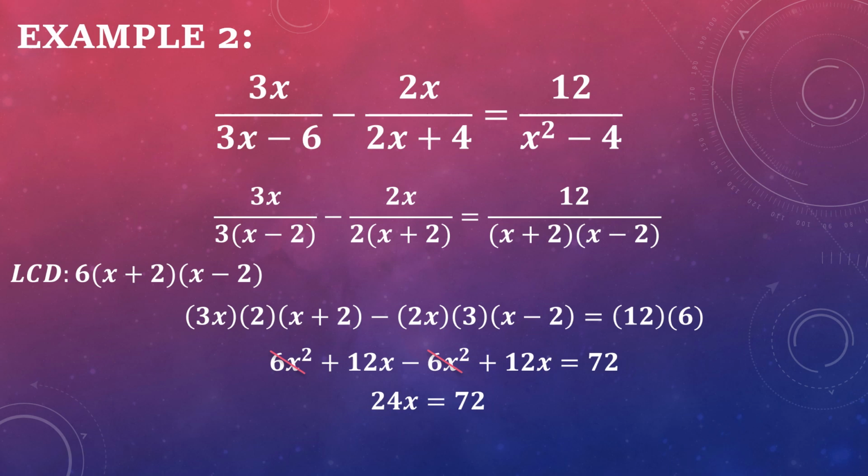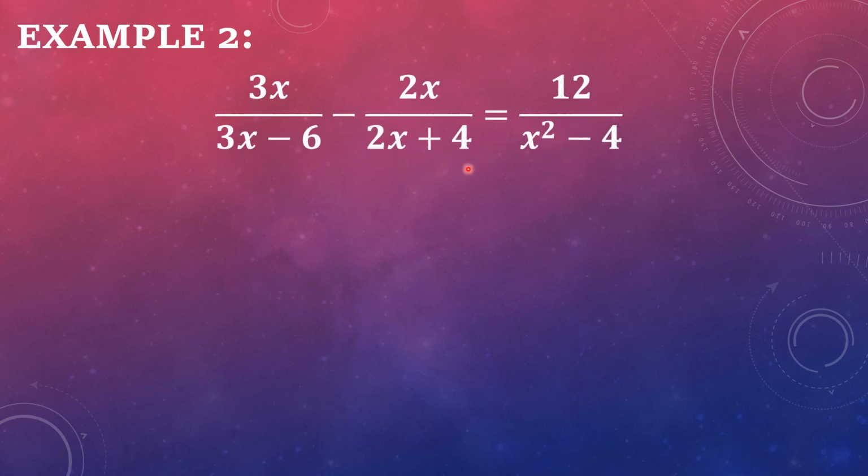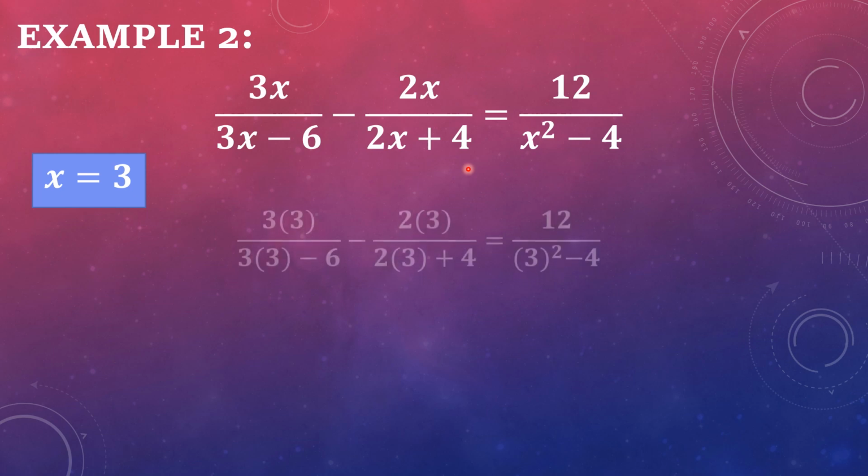Divide 24 on both sides of our equation. Our value for x then is 3. We have to check whether the value for x, which is 3, can satisfy our original equation. Okay, so let's check. This is our original equation. We substitute the value of x, which is 3, to the original equation.